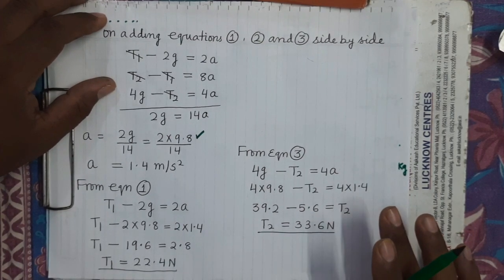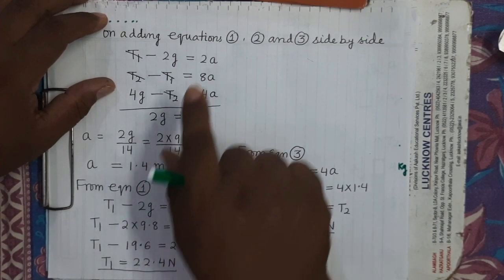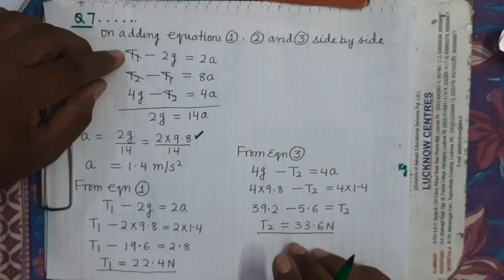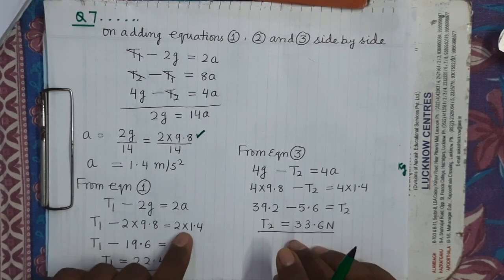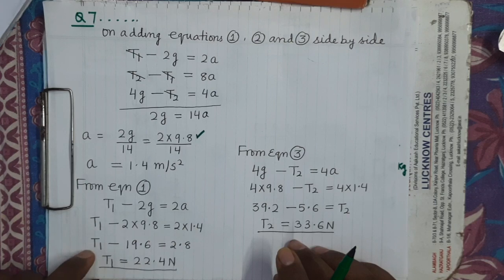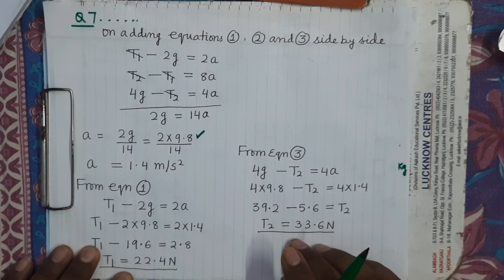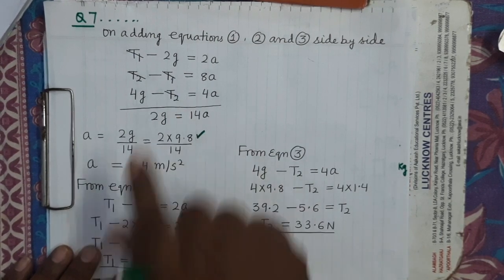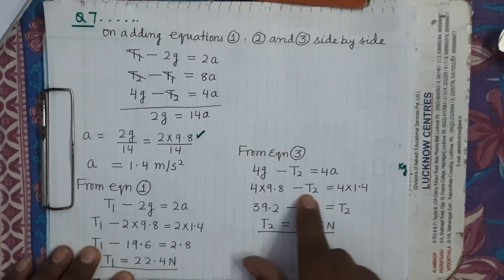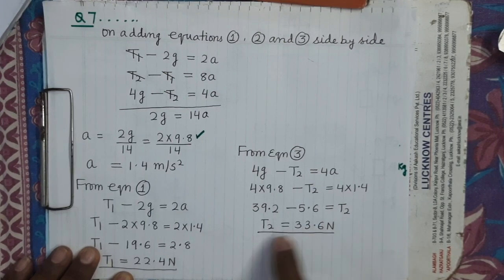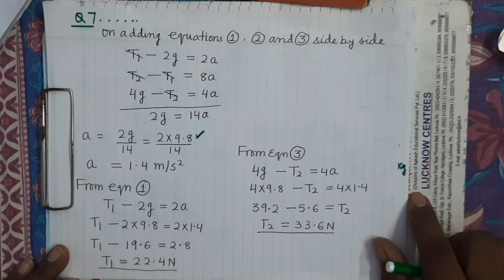Now in order to find T1 and T2, we can substitute the value of a in equation 1. So T1 minus 2g equals 2a, so T1 minus 2 into 9.8 equals 2 into 1.4. So T1 minus 19.6 equals 2.8, so T1 equals 22.4 Newton. Similarly, from the equation 4g minus T2 equals 4a, 4 into 9.8 minus T2 equals 4 into 1.4, so T2 equals 33.6 Newton. This way we can determine T1 and T2.